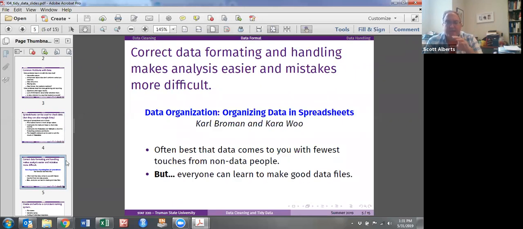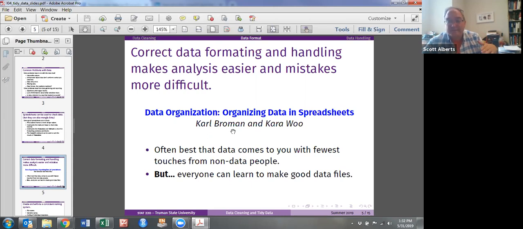So I'm going to refer to an article from Karl Broman and Karl Wu, and the web page that comes from that, again, is linked from this talk. One of their main points is that often the fewest touches is the best. So if somebody offers to send you data and they offer to clean it before they send it, what you'd really like is to have them explain it to you rather than go in and manipulate it. Because again, you need to have this trail of how the data is cleaned.